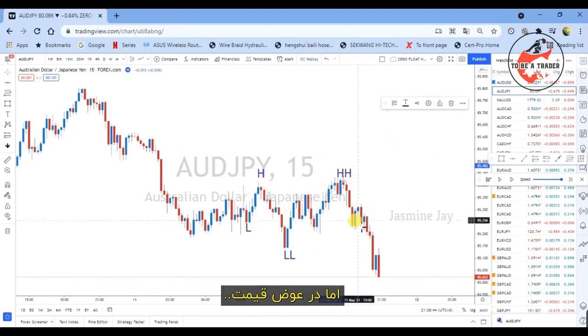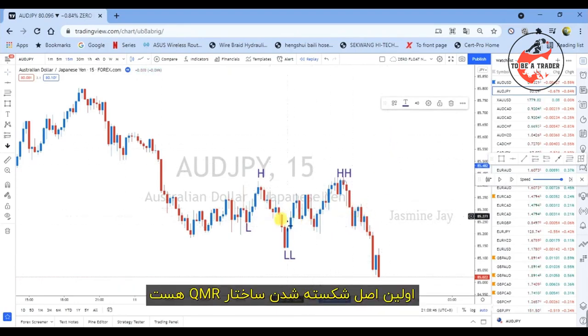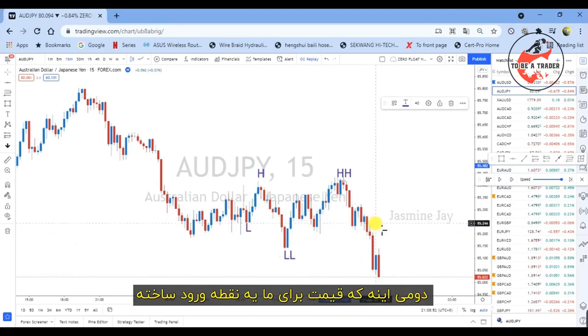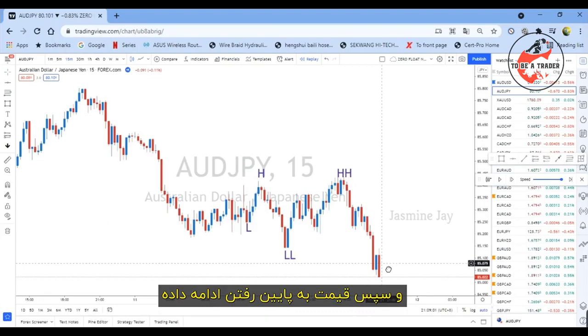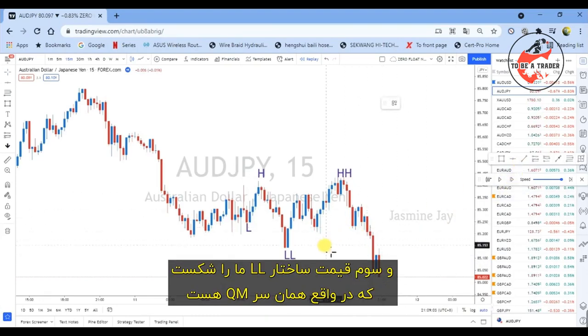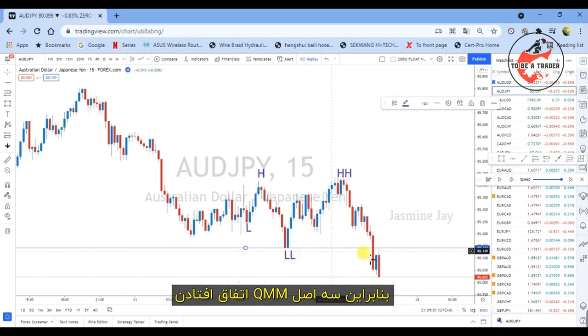Instead, the first SOP is that price breaks the structure of the QM. Second, the price has made an entry point for us, which is the drop base drop on this area, aligned together with the left shoulder here, and continues downwards. And the third one, price has broken this lower low structure, which is the head of the QM. Therefore, the 3 SOP for QM manipulation have been met.